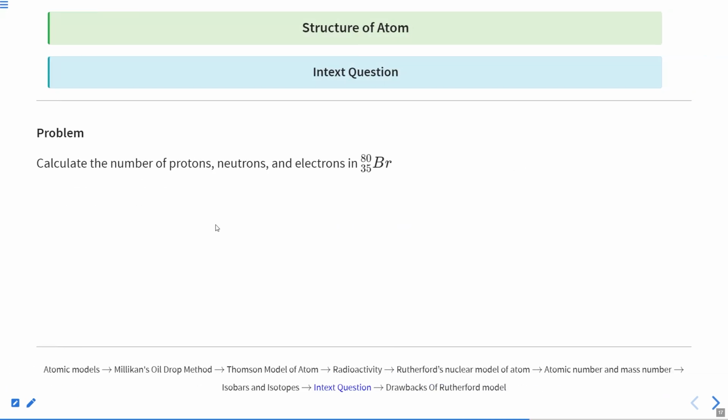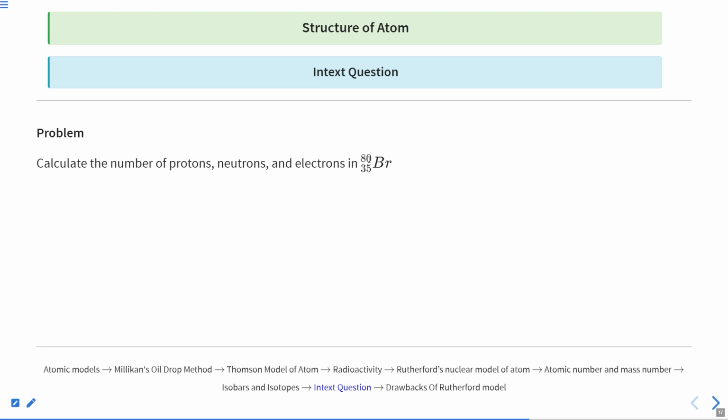Now we have some questions here. First question: we have to calculate the number of protons, neutrons, and electrons in this compound. This is the representation that we already saw. X here is bromine, and A and Z are present here. Clear? Whatever the value of Z is will be your atomic number, your number of protons, and your number of electrons, because it is a neutral atom. So 35 is given as the atomic number. So Z is equal to 35, meaning protons equal 35 and electrons equal 35.